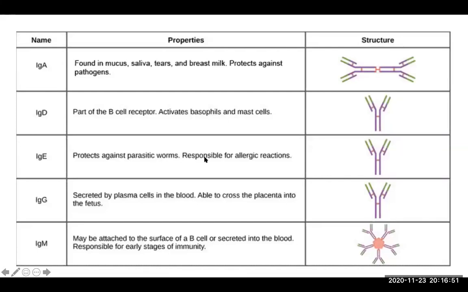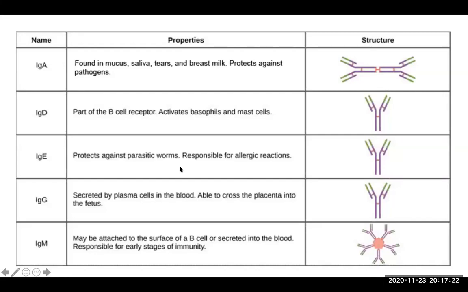But IgE also is found in allergic reactions, when the body identifies something as a pathogen, but it's not. So like pollen, pet dander, right? These are just inert molecules, but the body recognizes it as being foreign and attacks, right?